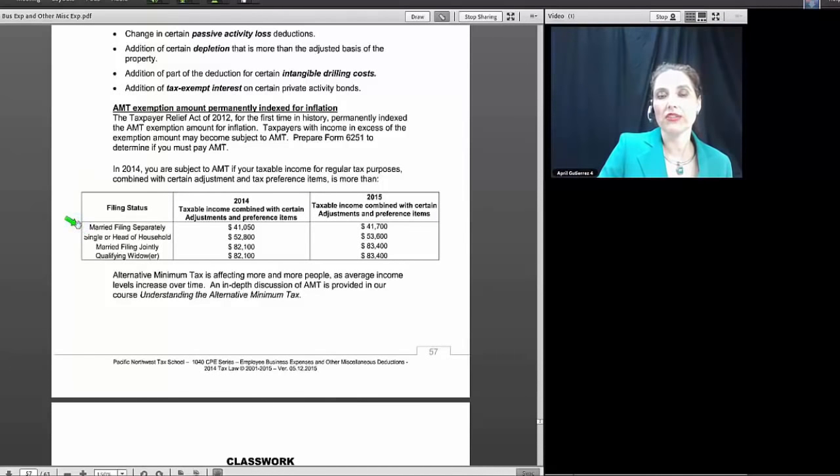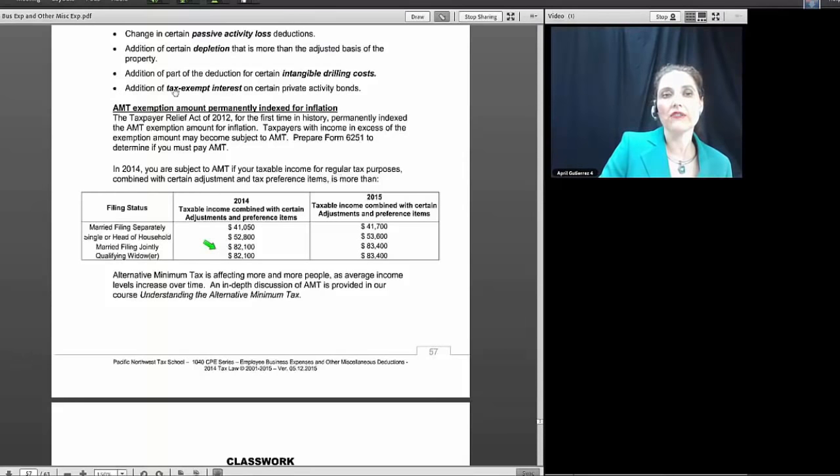And in order to be subjected to the AMT, however, you have to have income above certain amounts. And these numbers are not terribly high. For 2014, if you're married filing separately and your alternative minimum taxable income exceeds $41,050, you could be paying the alternative minimum tax. For the average single filer, it's $52,800, and for married filers, it's $82,100.